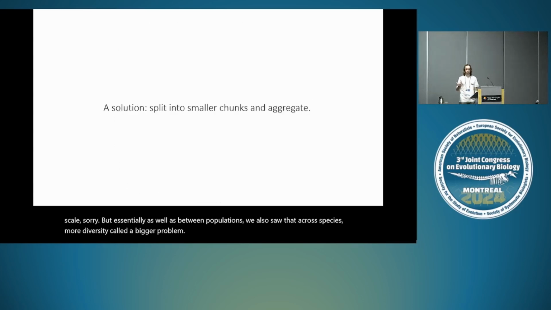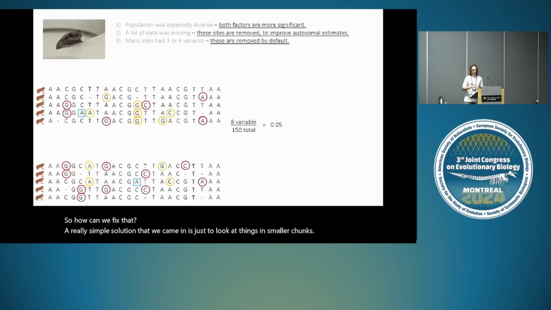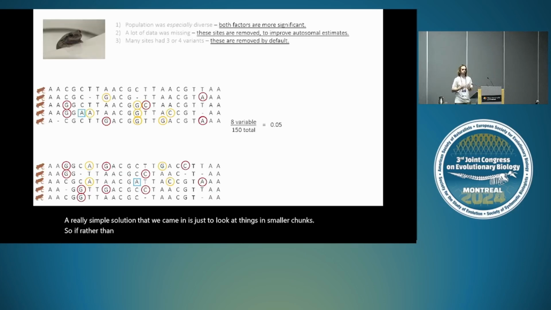So how can we fix that? A really simple solution that we came up with is just to look at things in smaller chunks. If, rather than considering 10 individuals, for instance, we just consider 5 individuals, all of these issues that are causing this reduction in heterozygosity are basically minimized.